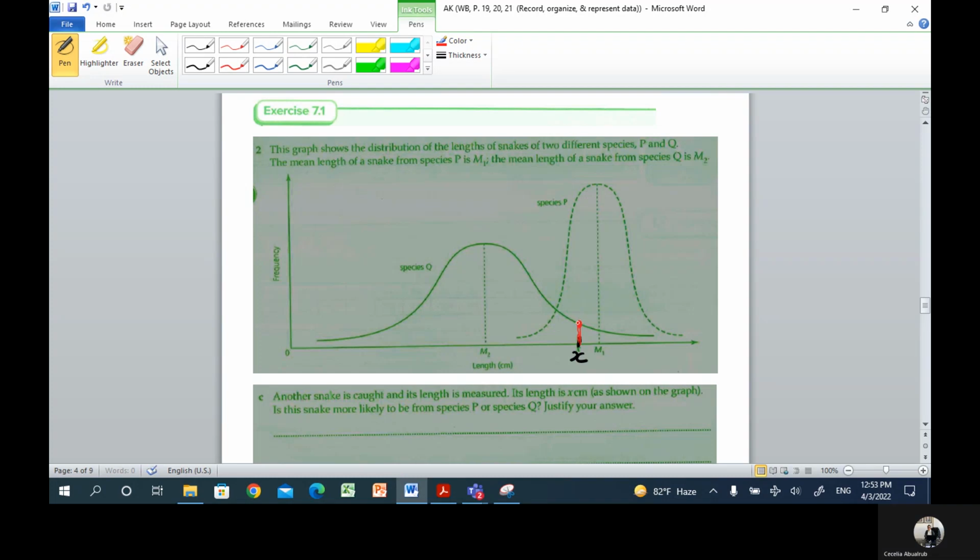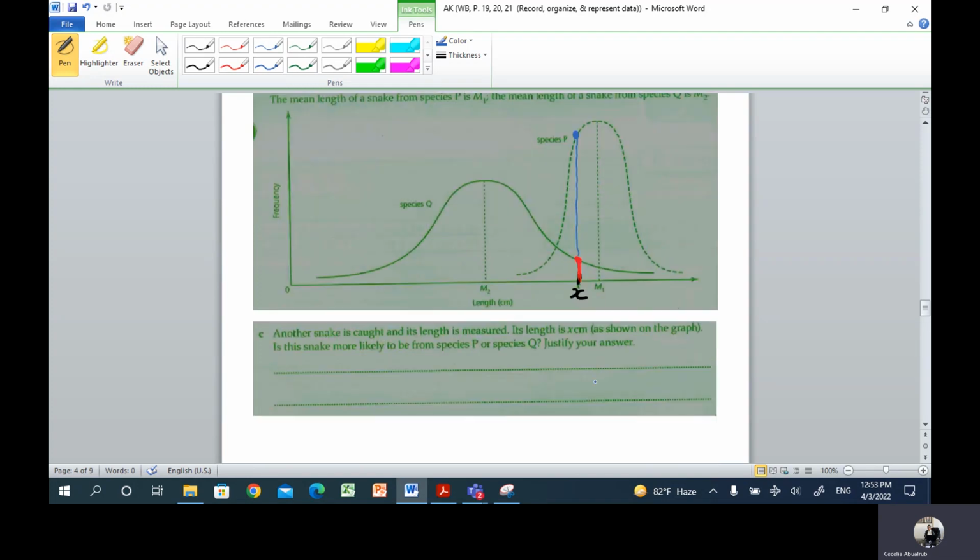Now, if you draw a vertical line from X, it will hit the graph of species Q here, while if you continue from X to the dotted graph of species P, and as you can see the difference of the height, we can say that snake X is most likely from species P.